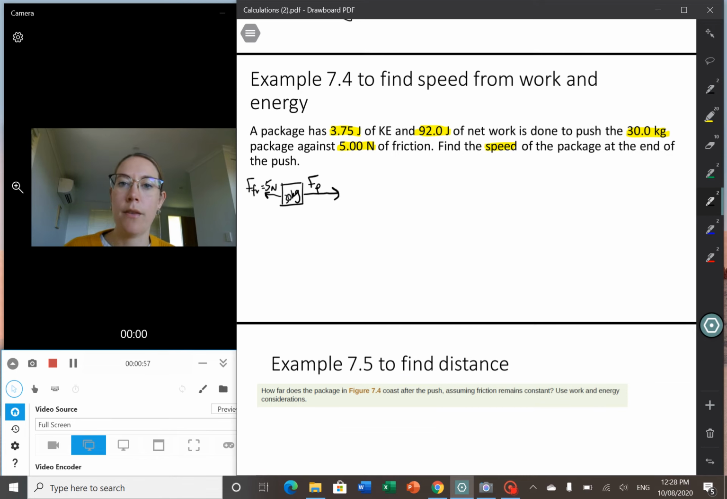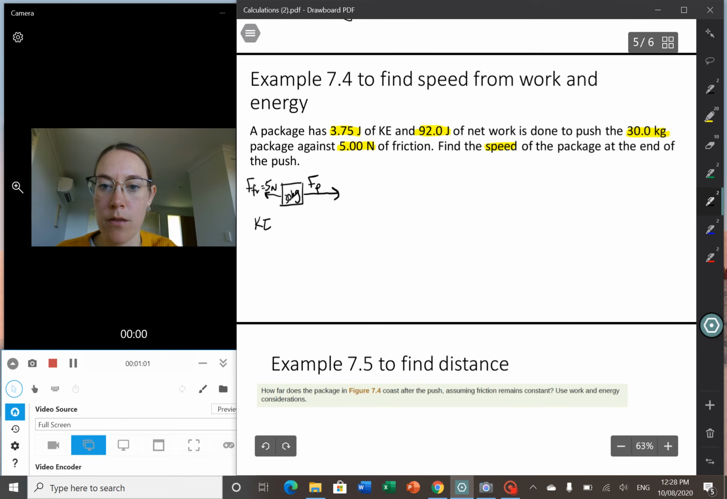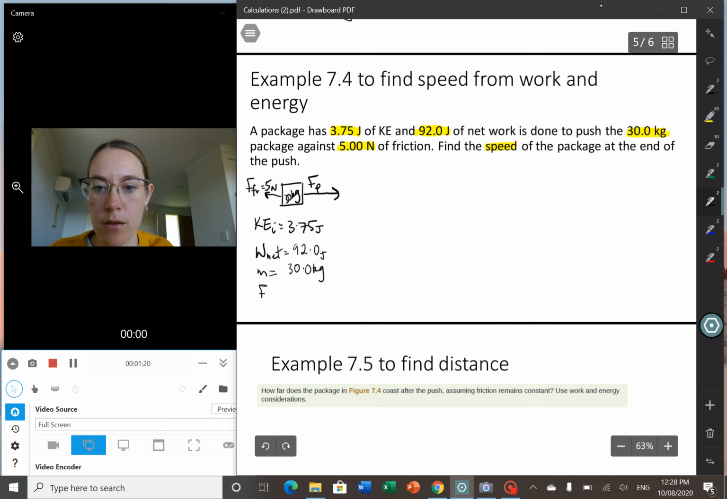We'll go ahead and list our knowns. The initial kinetic energy of the package is 3.75 joules. The net work is 92 joules. Mass of the package is 30 kilograms. And the frictional force is 5 newtons.